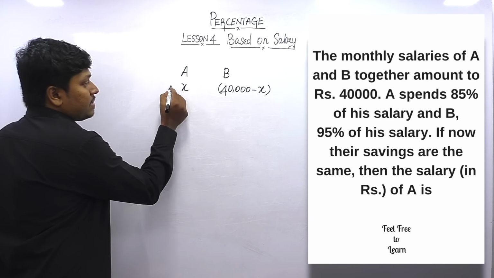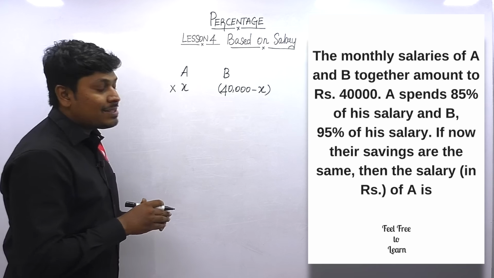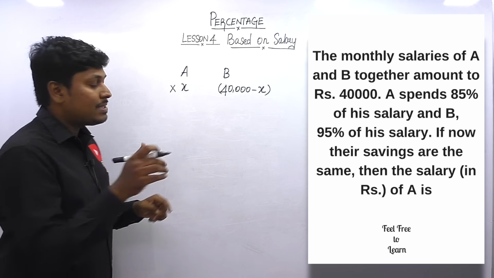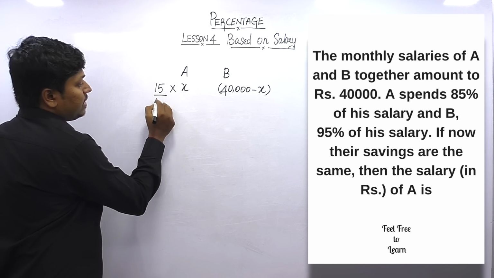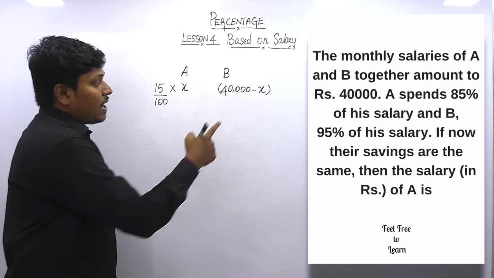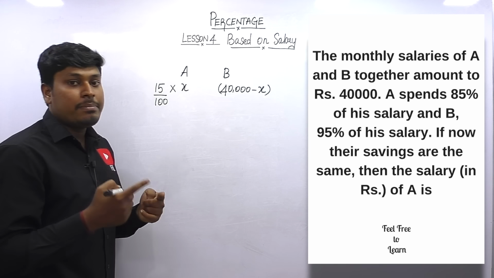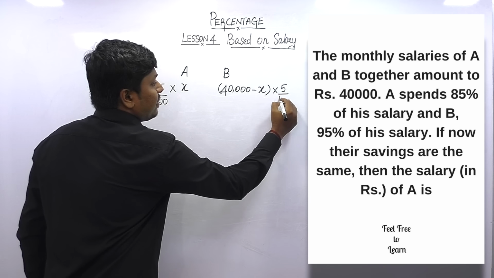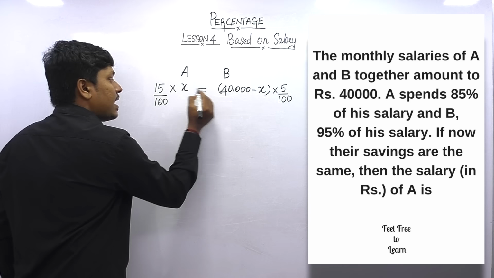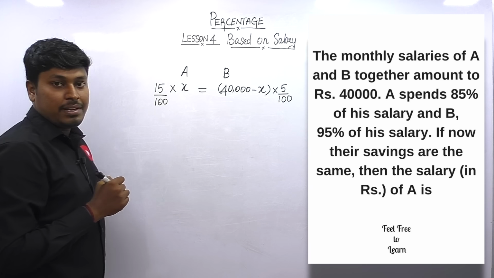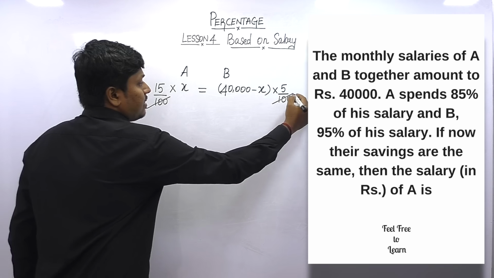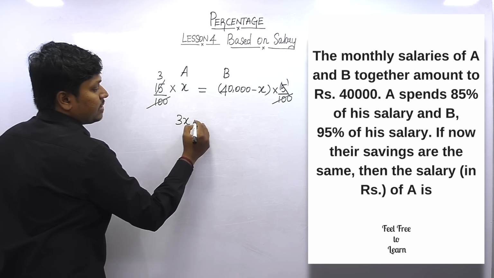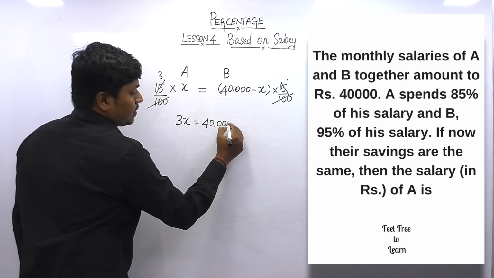And now from this salary, how much is A spending? 85%. If he spends 85%, what about his savings? Savings will be 15%. So 15 by 100. Got it, friends? And here person B spends 95% of the salary. If he spends 95%, what about his savings? It will be 5%, and both the savings are equal. So now put the equal to symbol here. You can cancel this 100 and 100. 1 5s are 5, you can cancel, and 5 3s are 15. So finally this can be written as 3x is equal to 40,000 minus x.